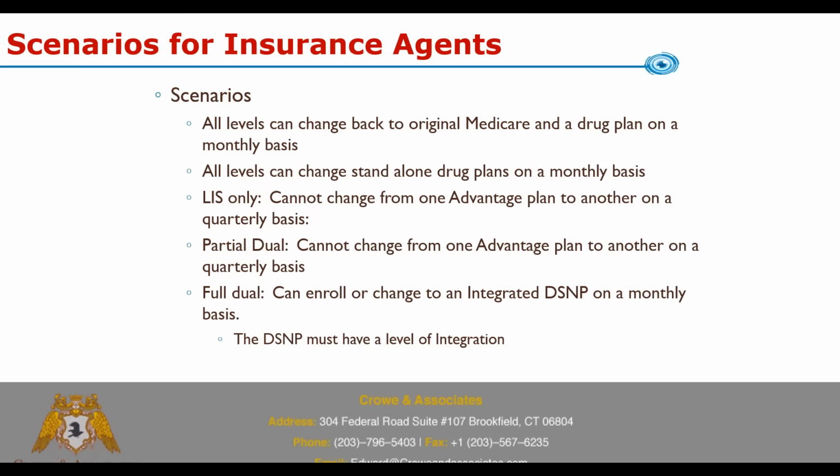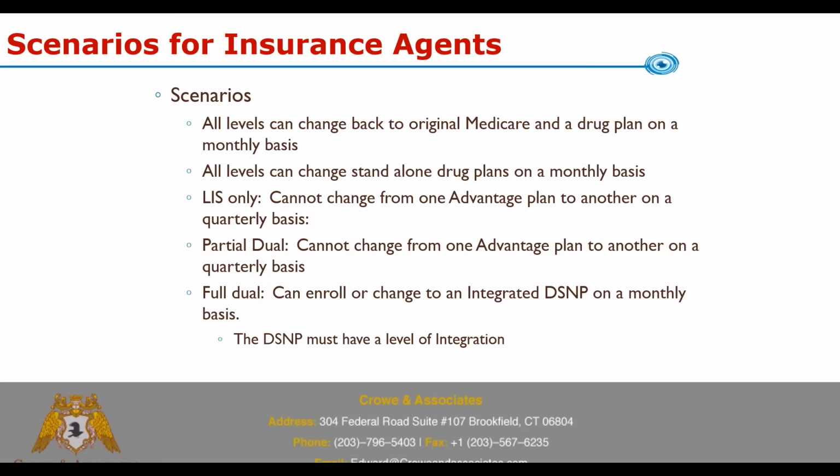So what are our scenarios? The scenarios are: all levels can change back to original Medicare and a drug plan on a monthly basis. That's effective right now. But once OEP is over, obviously, you don't have the OEP election, so this will be helpful to know. All levels can change back to original Medicare and a drug plan on a monthly basis. All levels can change standalone drug plans. So if they're in a standalone drug plan, you can switch them to another one. When I say all levels, I mean all levels of help, from full Medicaid to drug help only.